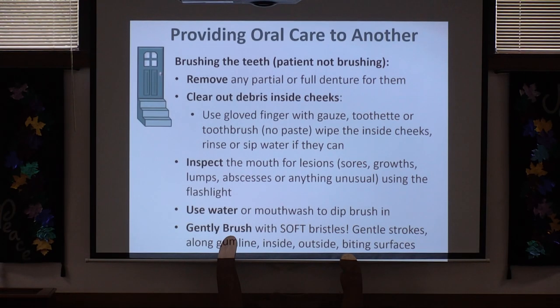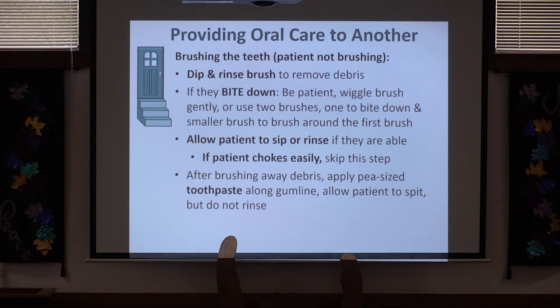Use water or mouthwash to dip the brush in. Gently brush with soft bristles. Use short dental strokes along the gum line, inside, outside, and biting surfaces. Dip and rinse the brush to remove the debris. Then if they bite down, be patient, wiggle the brush gently, or use two brushes, one to bite down and a smaller brush to brush around the first brush.